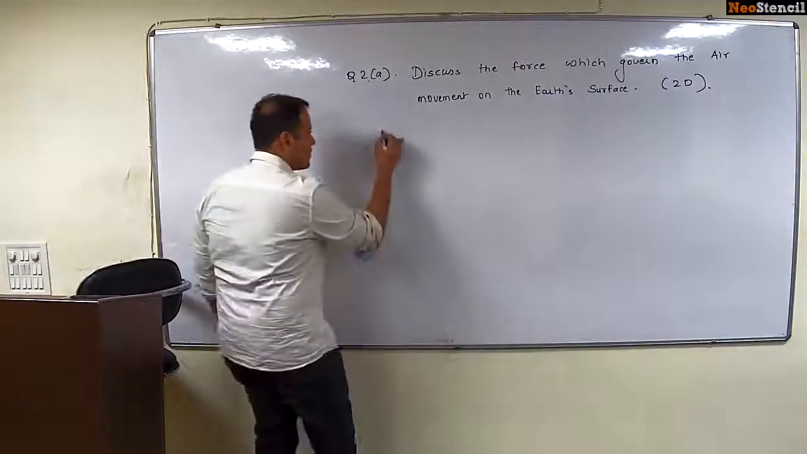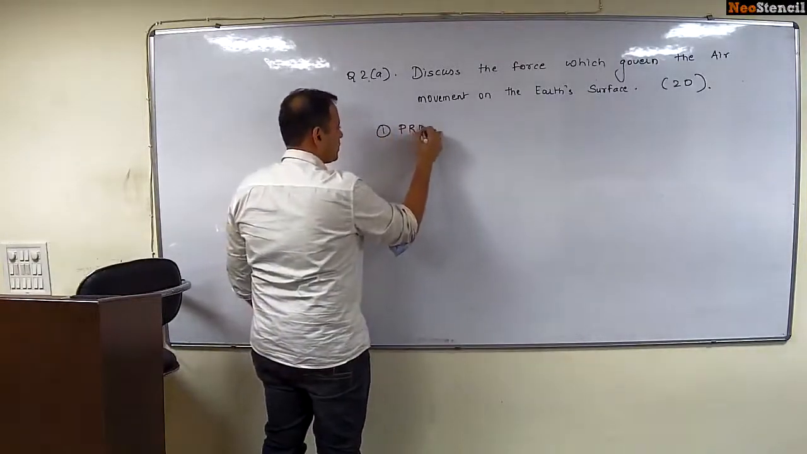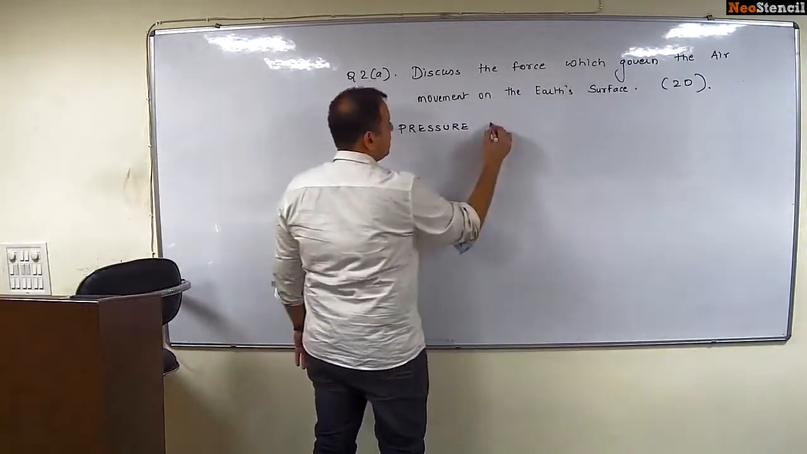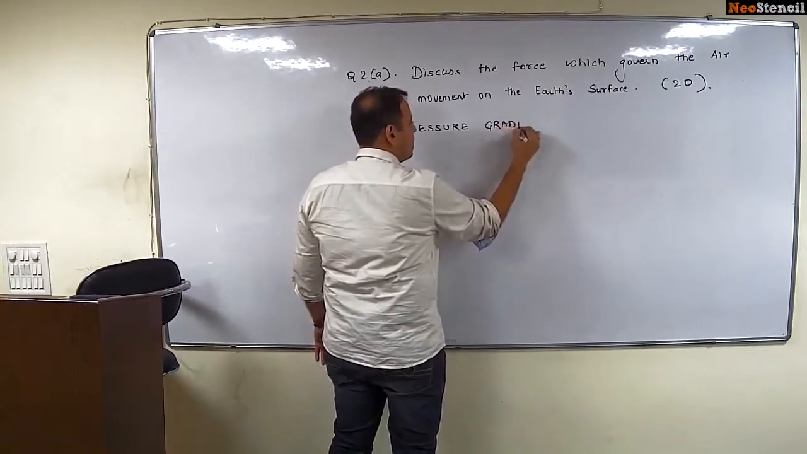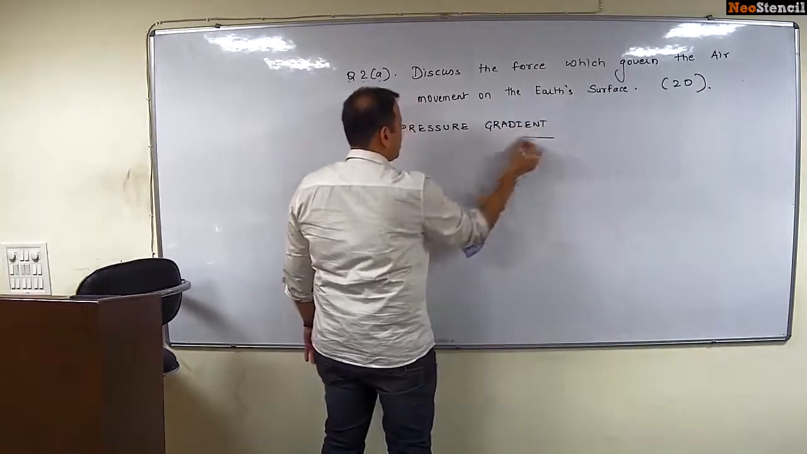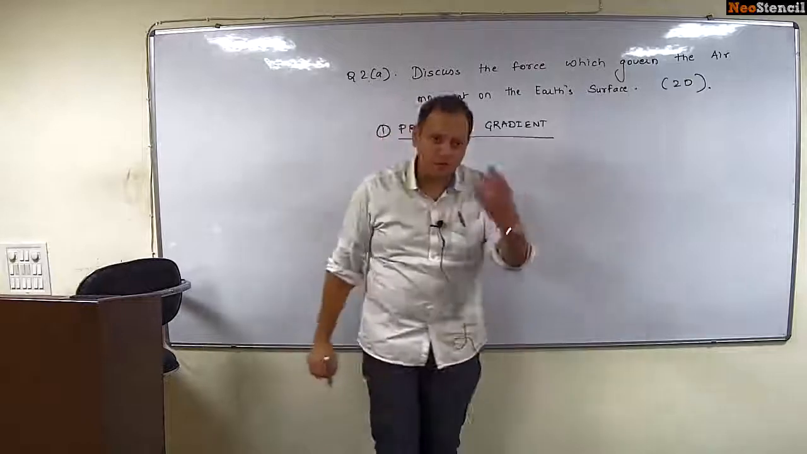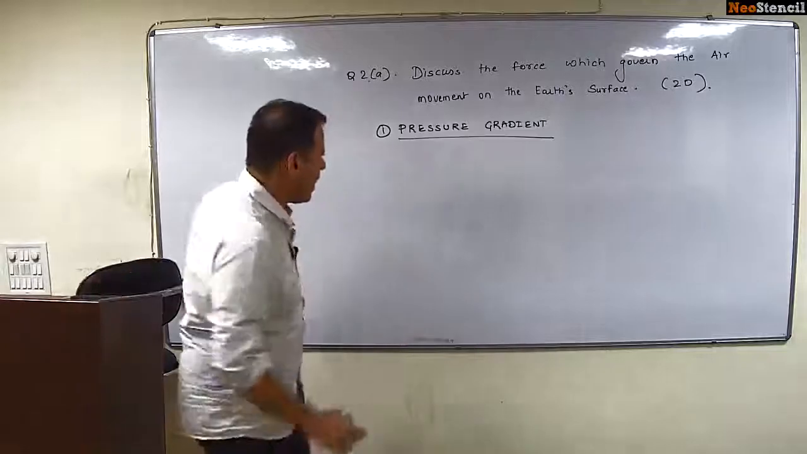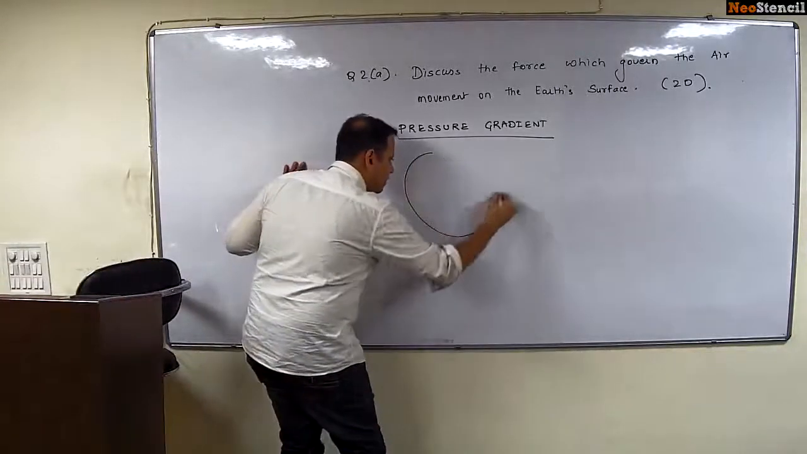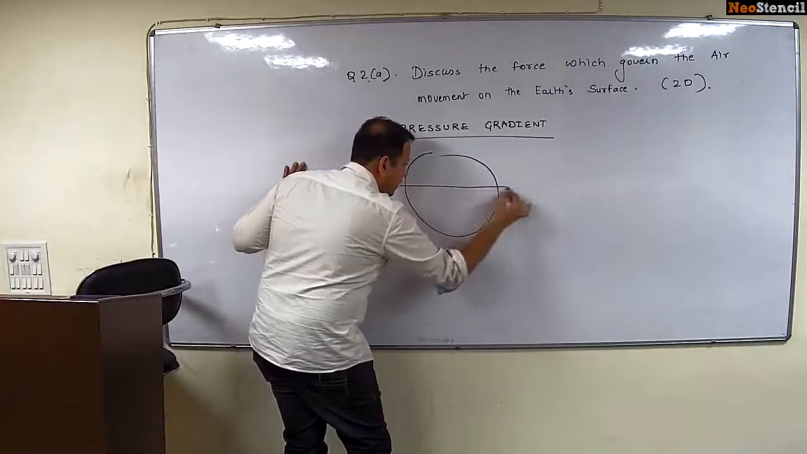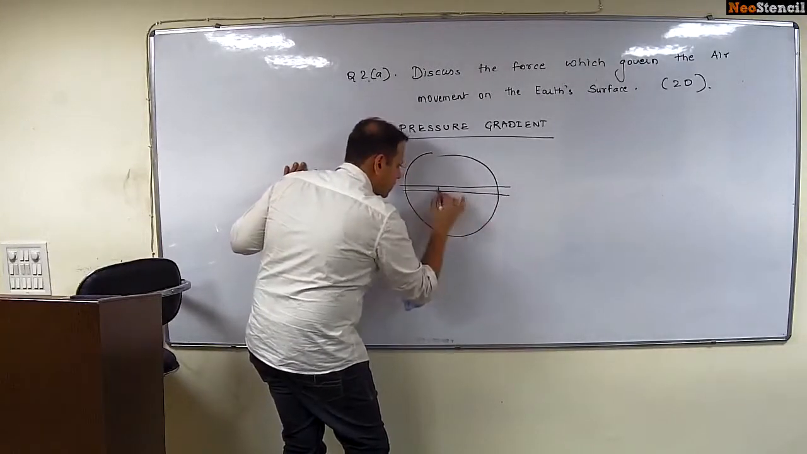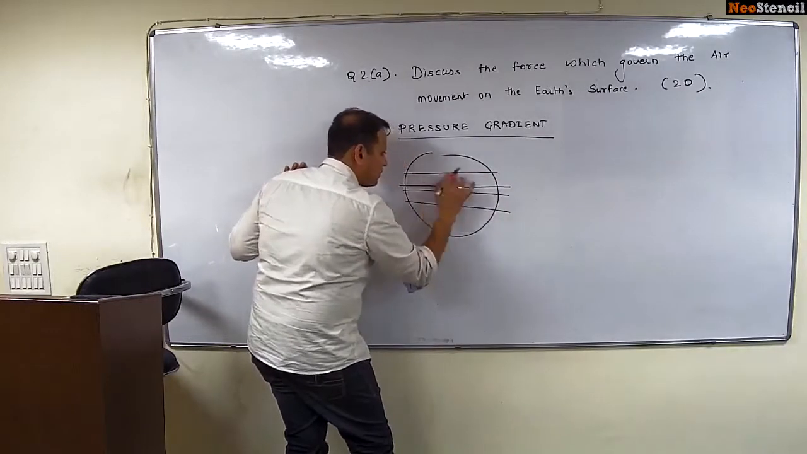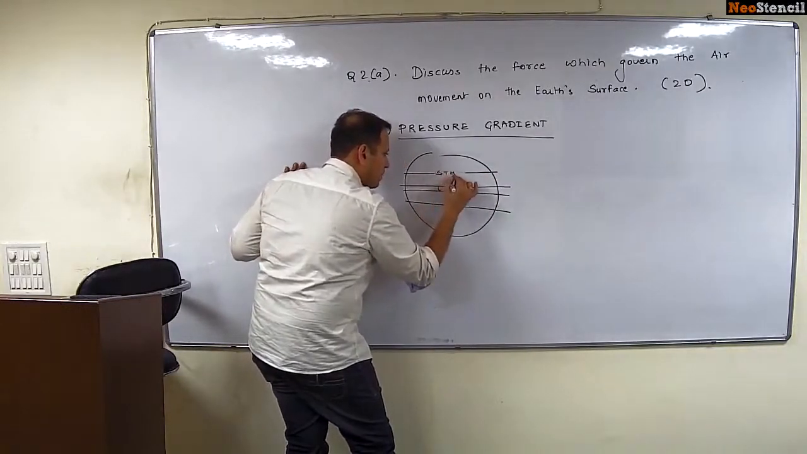The first is the pressure gradient force. That is the difference between the pressure at different latitudes. You know that air flows from high pressure to low pressure. Make a quick diagram here to show how this pressure gradient force is acting. It will form an equatorial belt of low pressure. Then there is a belt of subtropical high pressure.